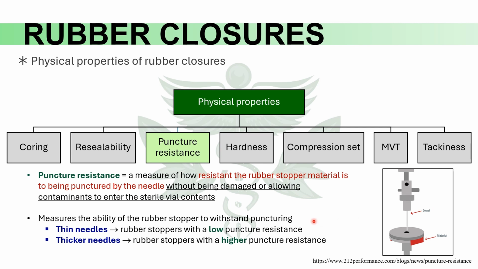When manufacturing rubber stoppers, we need to consider what the sterile dosage form will be used for. For example, if we were to inject pediatrics, we would use a thin needle, and as such, the puncture resistance of rubber must be low to allow for easy and efficient penetration of the needle through the rubber material. Similarly, the rubber stoppers would need to have a higher puncture resistance if thick needles are to be used instead.